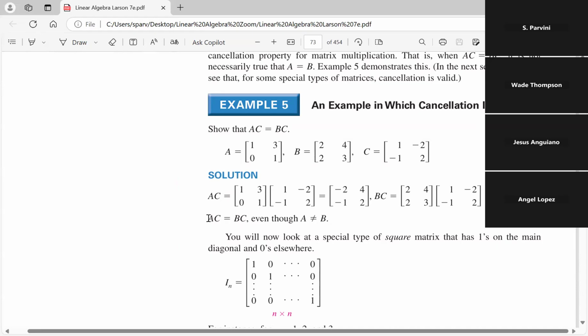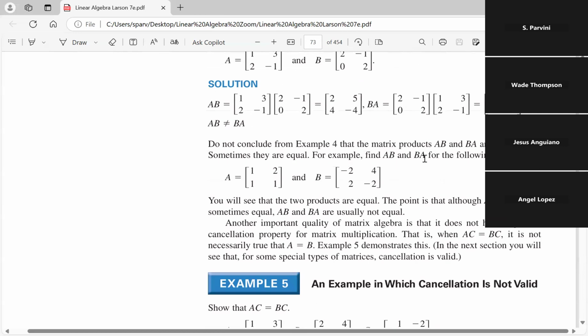But for now, we just want to look at AC. AC is this, right? Oh, this is cancellation going back to here. So for now, just remember, matrix multiplication is not commutative. AB and BA, they're not the same.